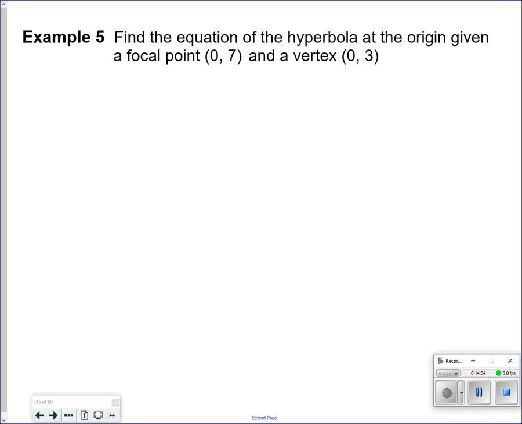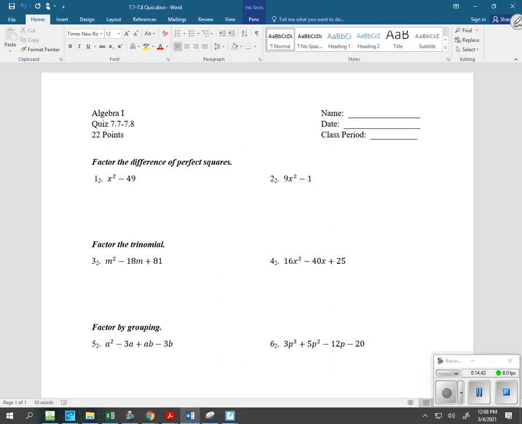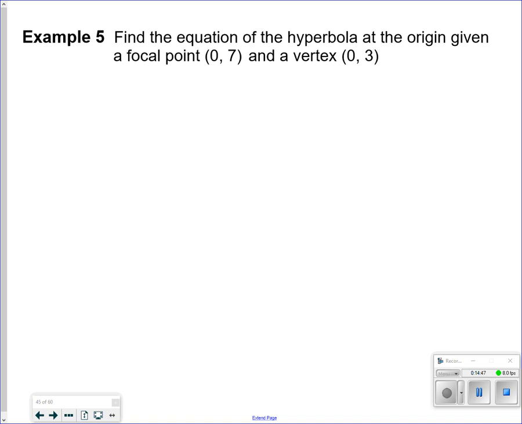So next, we're going to find the equation of a hyperbola at the origin, given the focal point at 0, 7 and a vertex at 0, 3. So I would make myself a little sketch here.